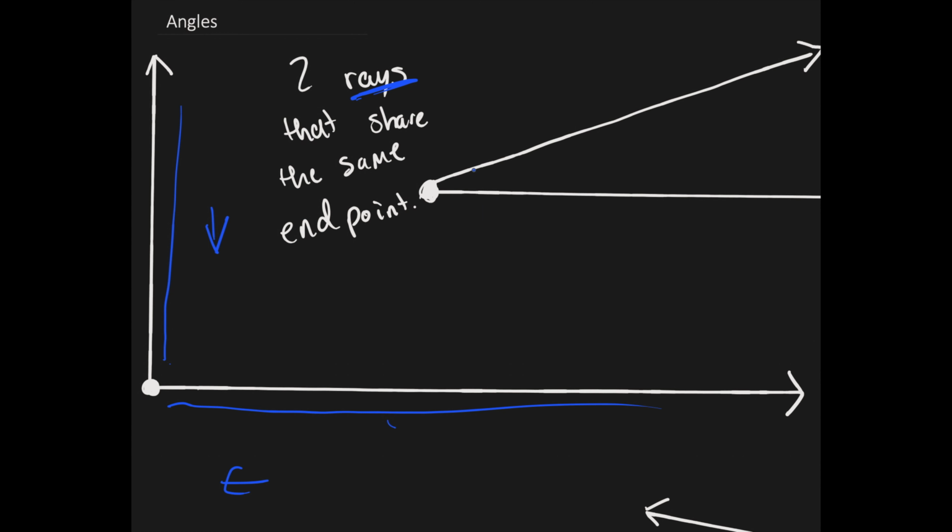If it's a line segment, it's not an angle. That is not an angle. And if it's two lines, that's also not an angle. It has to be two rays, two rays that share the same endpoint. See? It only has one endpoint, and they share it. Only then does it become an angle.